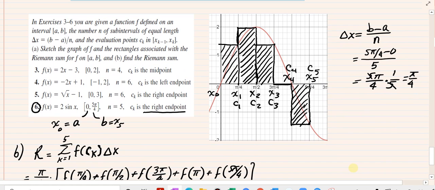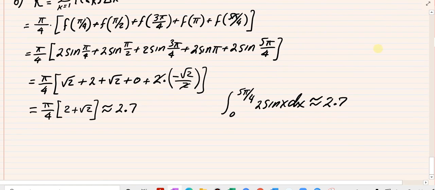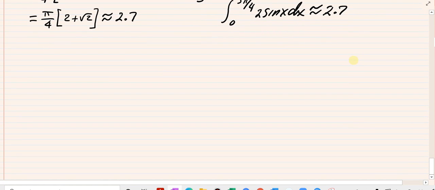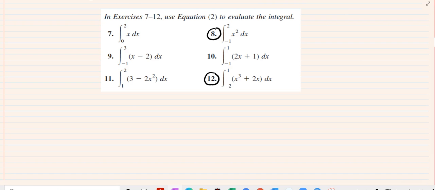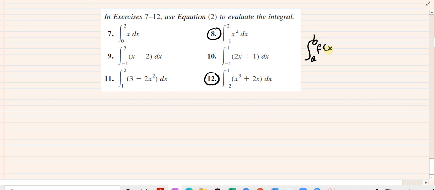So you can try some of these other exercises. Let me bring in more exercises and we'll do more of this work. In this segment, exercises 7 through 12, let's take a look at a couple of these. In exercise number 8, the question reads, use equation 2 to evaluate the integral. Now, equation 2 is this equation. It is the definition of the definite integral using the limit of the Riemann sum.